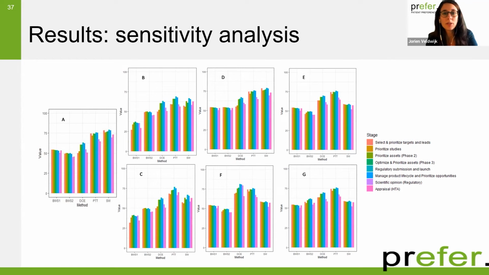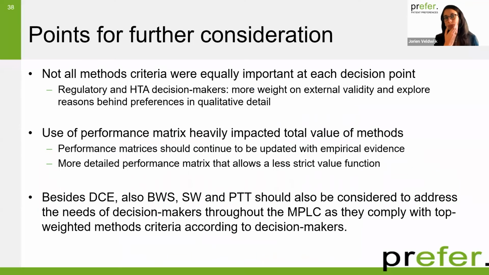What we see in picture F is what happens if we acknowledge the fact that there is some proof for the external validity of a DCE. And then we did some further variations in picture E and G, but what I want you to take away from this picture is that the scoring in the performance matrix quite heavily impacts the overall scoring of methods across these decision points.